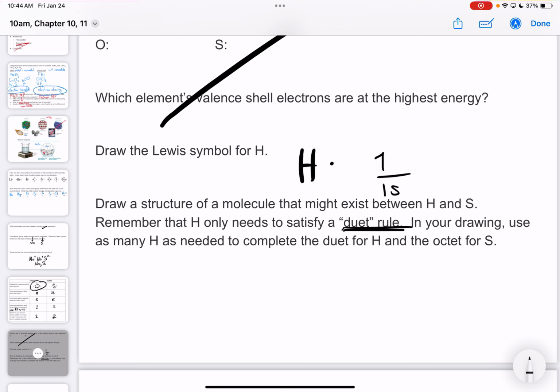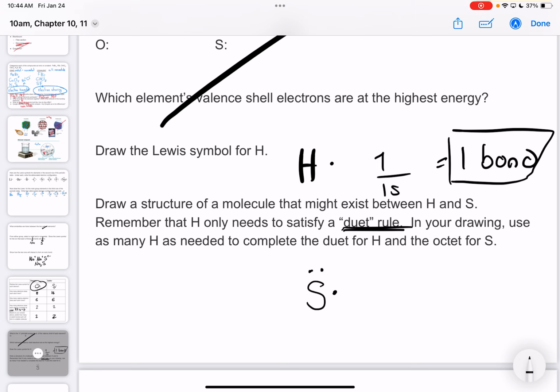Okay, so how many bonds is it going to want to have? 1. Hydrogen will only, this one's a firm rule, hydrogen will only ever form 1 bond. Sulfur, oxygen, from what we drew before, looks like it wants 2. Hydrogen's only ever going to form 1. So sulfur, let's do this based on the dot structure that we did before. Sulfur looks like this. Hydrogen looks like this.